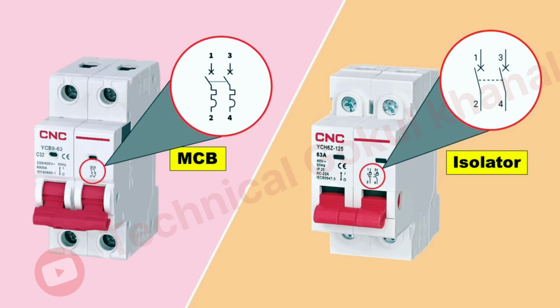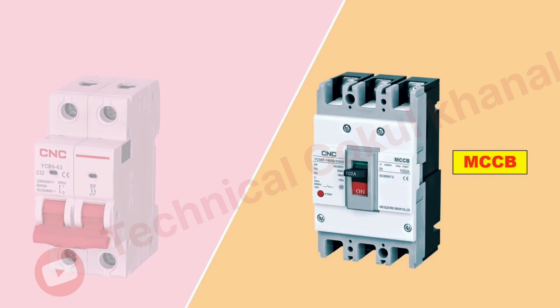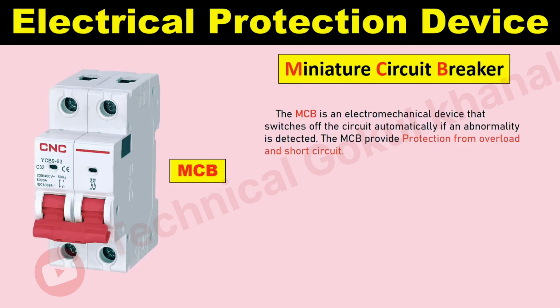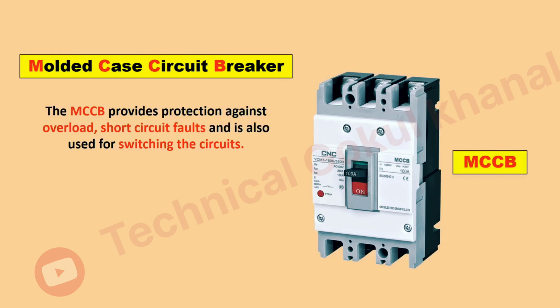After this, next device is MCCB. Full form of MCCB is molded case circuit breaker. Friends, the MCB you have, or if you are going to buy a MCB, then a maximum of 63 ampere rating MCB you can buy. These days you can find a 100 ampere rating MCB also, but before, up to 63 ampere rating MCBs were available in the market.